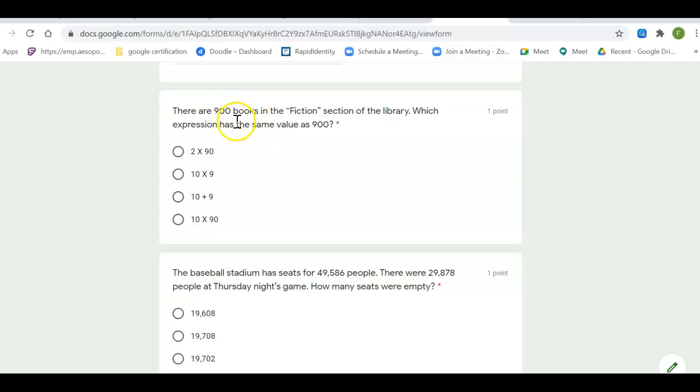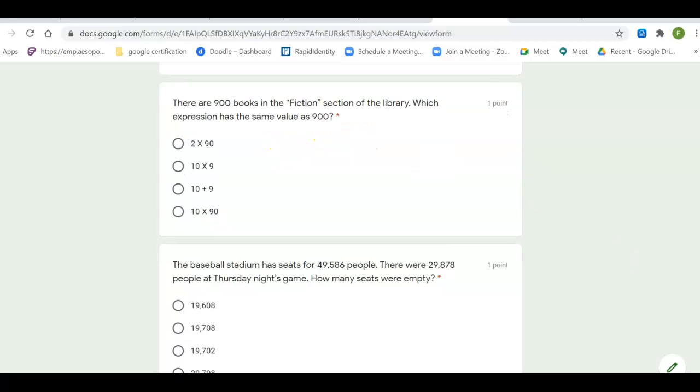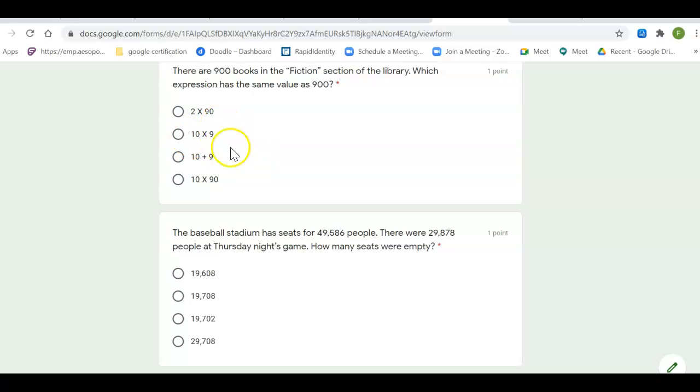This is one of them. There are 900 books in the fiction section of the library. Which expression has the same value as 900? And you're going to choose the correct answer out of this.